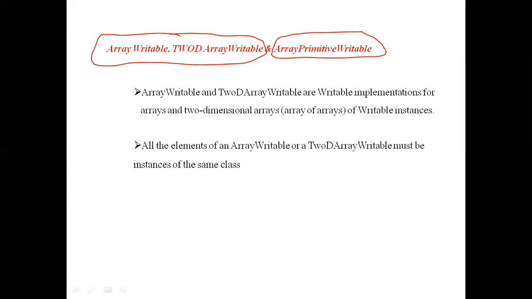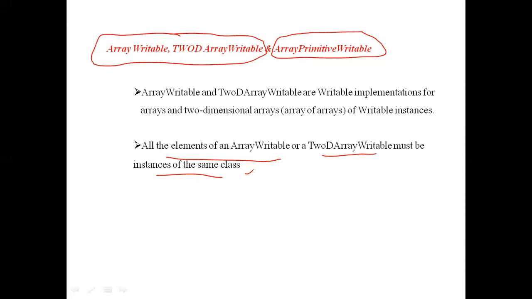Next, already we know this one. An array is a homogeneous element. That means all the elements of the array writable or 2D array writable must be of the same class. That means all my Hadoop writable classes, the same writable class. If you want to store, all the values must be either int writable, or all the values must be text class, or all the writables must be float writable. All the values must be double writable, like that.